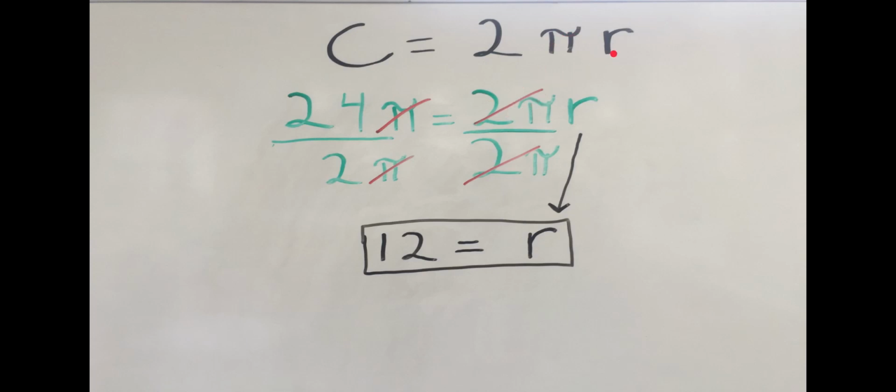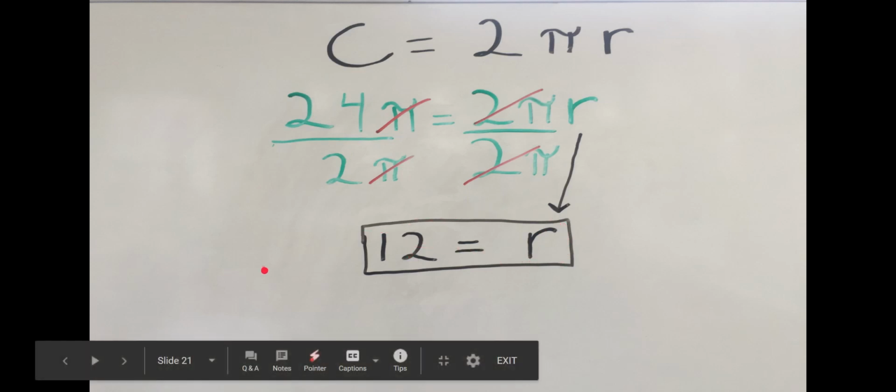Now we're looking for r, so we're looking to isolate r. We want to get r by itself. So we're going to divide by 2 pi, and then we do the same thing over here. The pi's cancel out. So now we have r on this side by itself, and then we have 24 divided by 2, which is 12. So now we have a radius of 12.